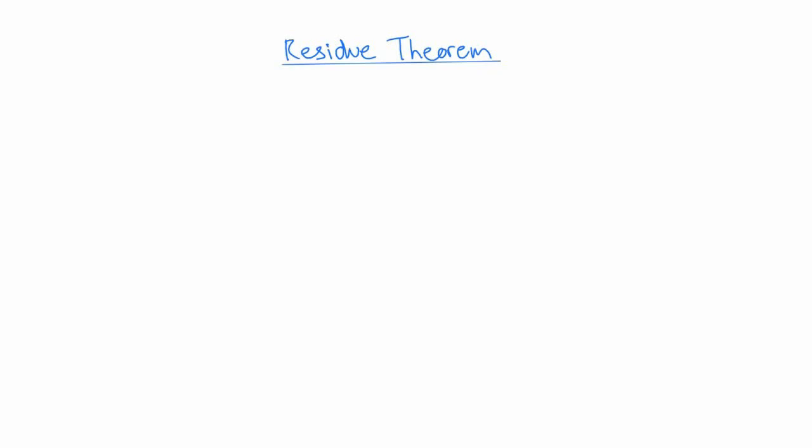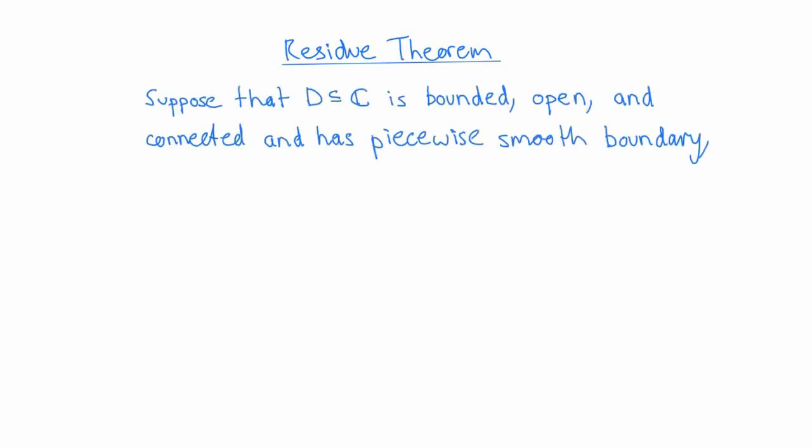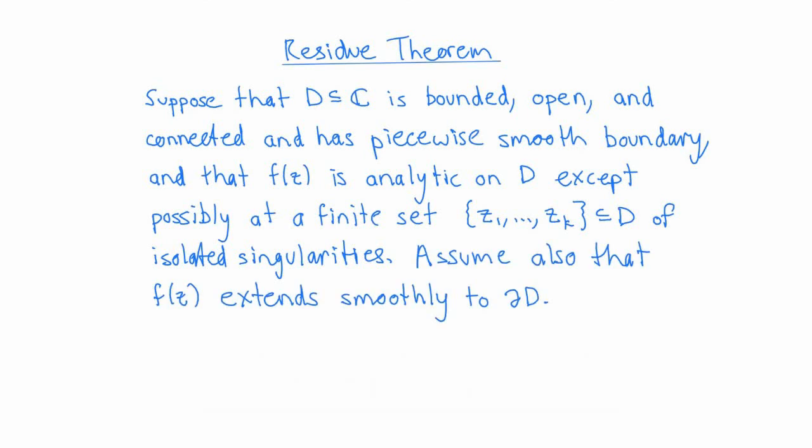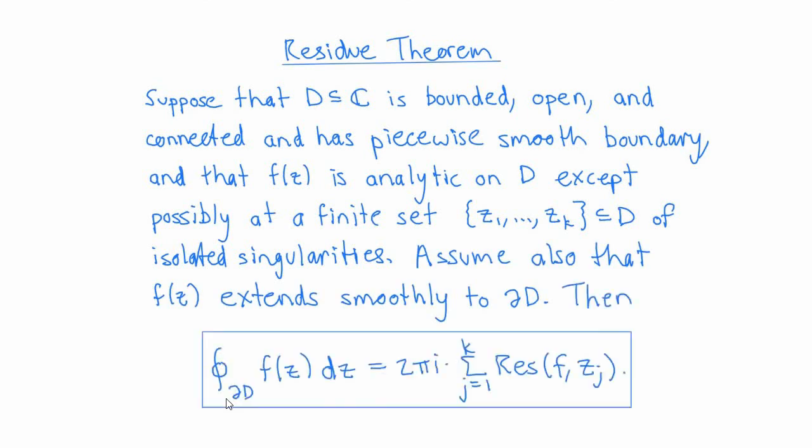First, let's go through the hypotheses of the theorem. Let's suppose that D is a bounded, open, and connected subset of the complex plane with a piecewise smooth boundary, and that the function f of z is analytic on D except possibly at a finite set of points, z1 to zk, all of which are isolated singularities. Let's also assume that f of z extends smoothly to the boundary of the region D. The residue theorem then tells us that the integral around the positively oriented boundary of D of f of z dz is equal to 2 pi i times the sum of the residues of the function f at each of its isolated singularities. This is one of the most commonly used theorems in applications of complex analysis.